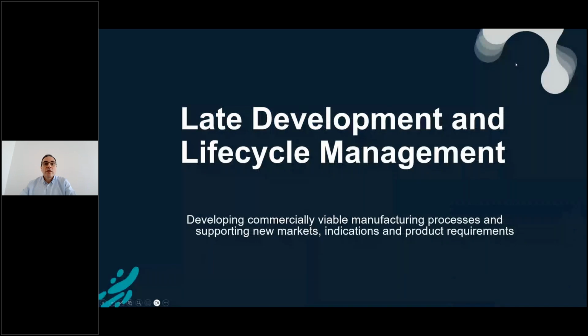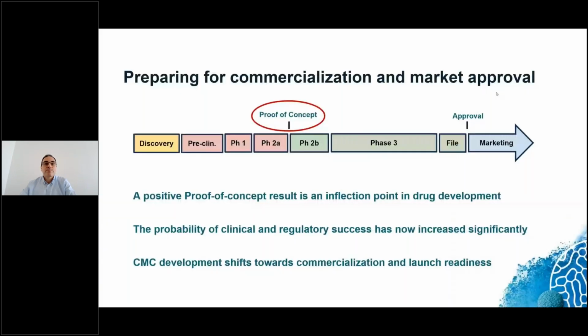Now let's go over to the late development stage and the life cycle management stage. Okay, so now you have successfully completed the first clinical trials, you have passed clinical phase 1, phase 2A, and you have reached the proof of concept milestone. At this stage, the probability of clinical and regulatory success increases and the development activities shift from development to commercial readiness.